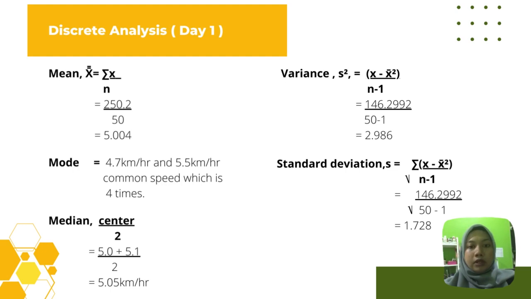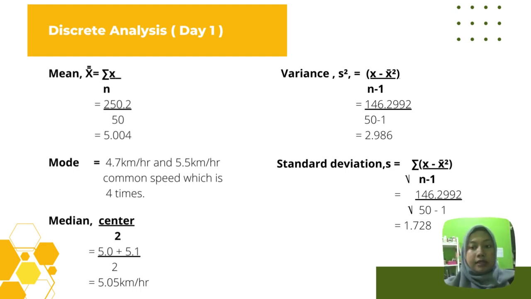Now I will present the discrete analysis for data 1, or day 1. After we collect the data, we must find the mean value, which is x bar. We got 5.004 for the mean, and the mode of the data is 4.7 km per hour and 5.5 km per hour, the common speeds, each repeated 4 times.